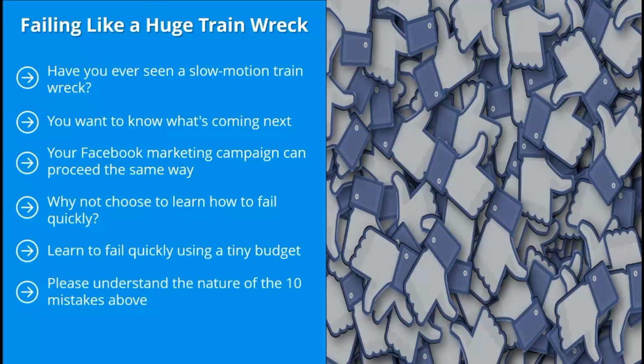Please understand the nature of the 10 mistakes above. Imagine yourself being in situations where these mistakes are likely to take place. Learn how to spot them well in advance. Prepare your plan B should you find yourself committing these mistakes.